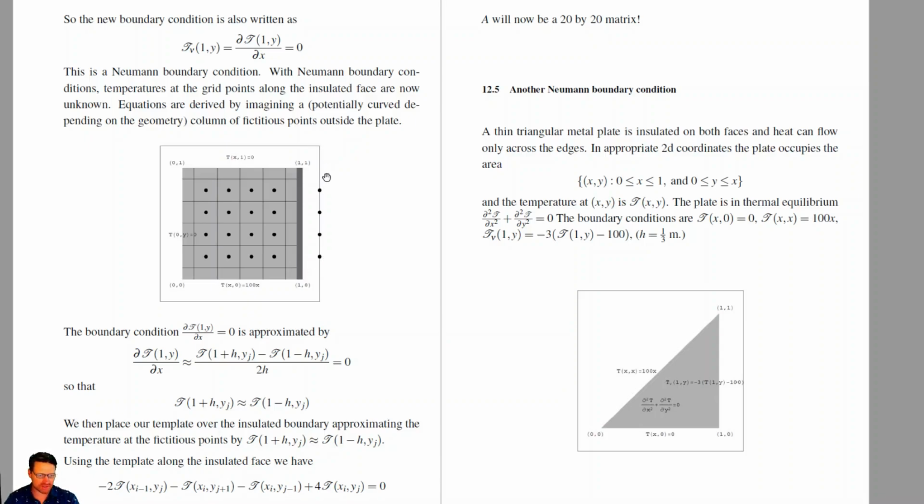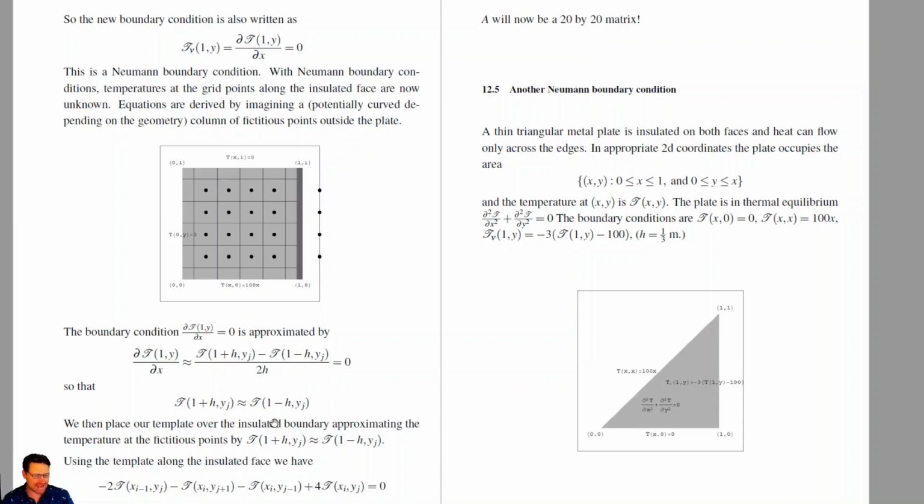All right, so we create fictitious points and we apply this equation right here along this boundary. In other words, we've approximated this first derivative here, which we know to be equal to 0 because of the insulation. So here's the approximation of that first partial derivative. But when you multiply throughout by 2h, you see that this difference equals 0, and so you can move the T(1 - h, y_j) over to the right-hand side.